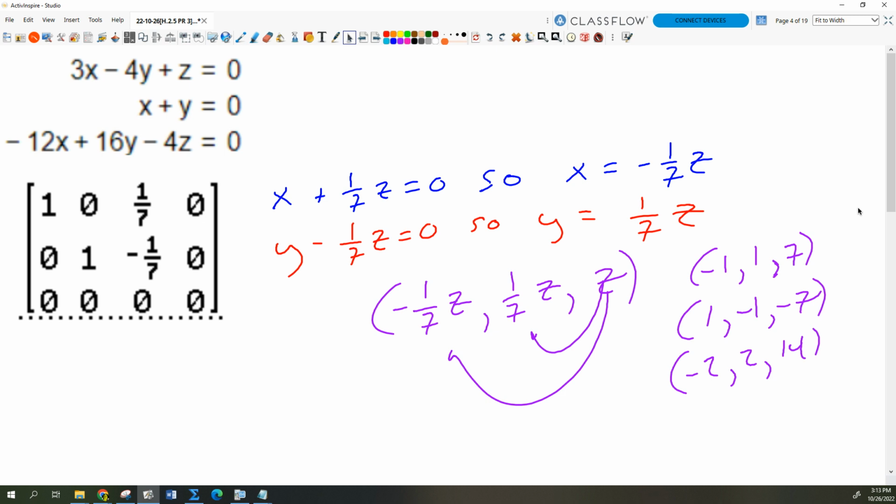What does that mean? 1 to the right, 1 down, behind the board, 7. Okay? If I plug in 14, negative 2, 2, 14, and I connected all those infinite points with a line, I'm just going to get some line that's coming out of the board, right? And it's not just coming straight out of the board. It's kind of traveling through all three.